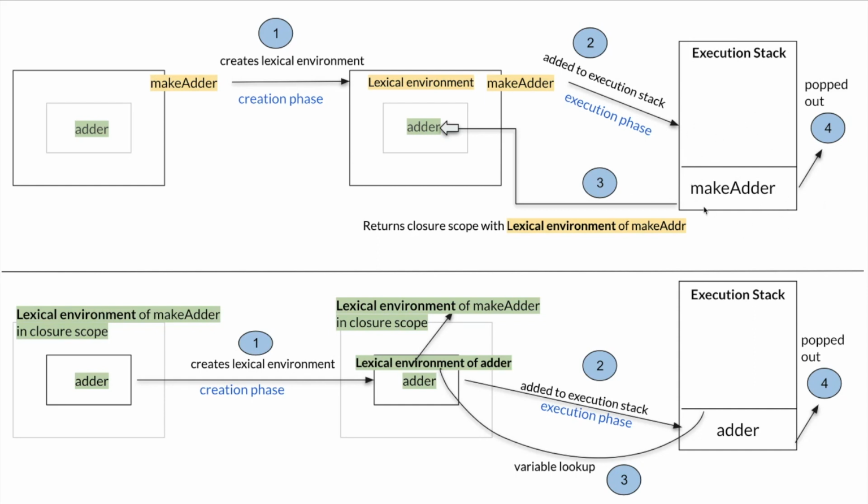Once the execution completes, before popping the makeAdder out of the stack, the JavaScript engine returns a scope, which holds the lexical environment of the makeAdder function, which is also called the closure scope. It will contain the variable sum, variable x, and if there were some other function declarations defined in it.